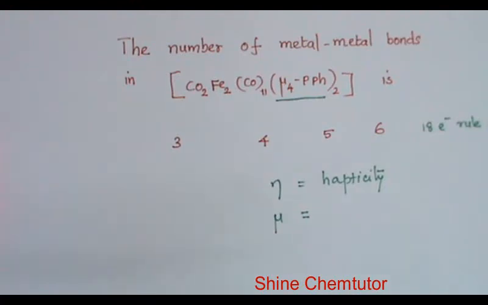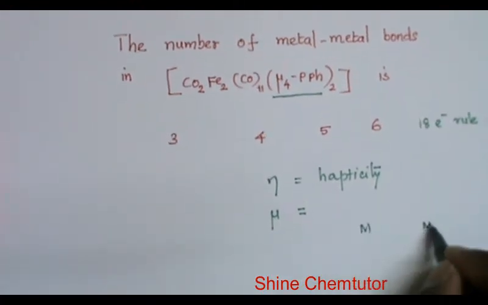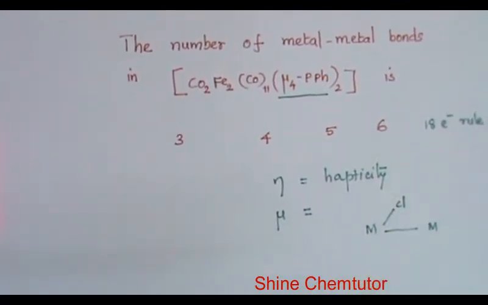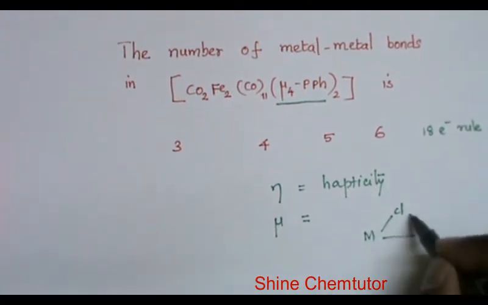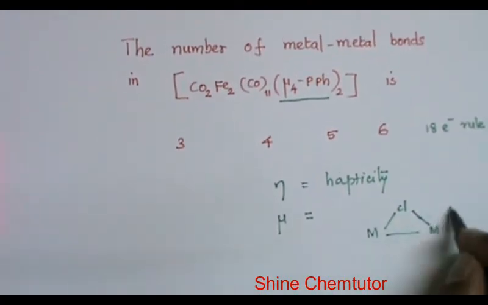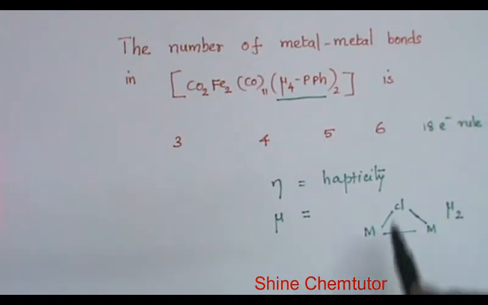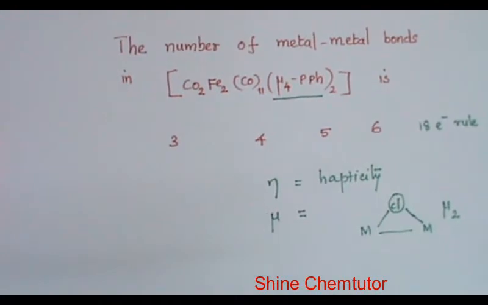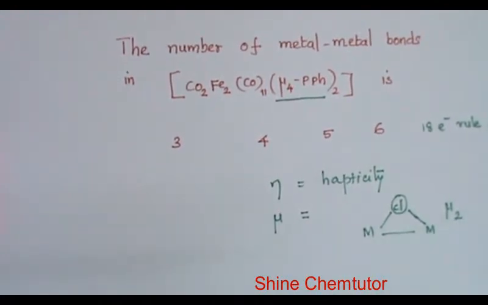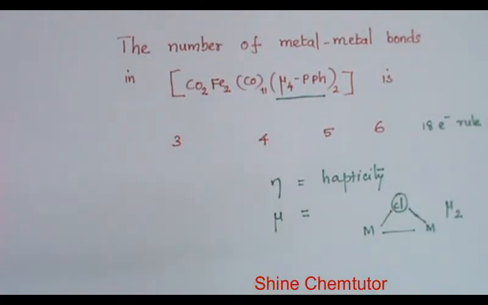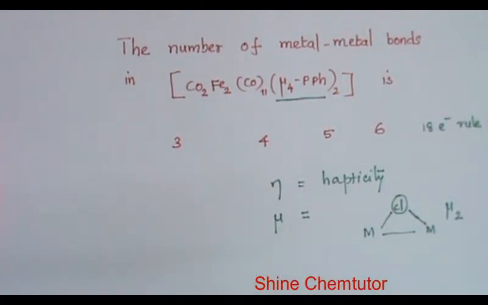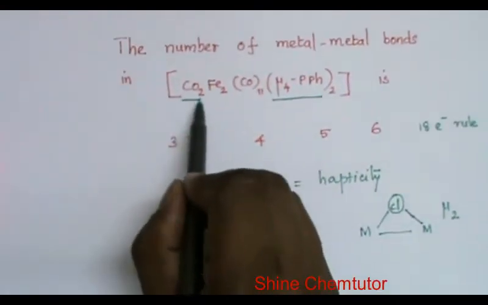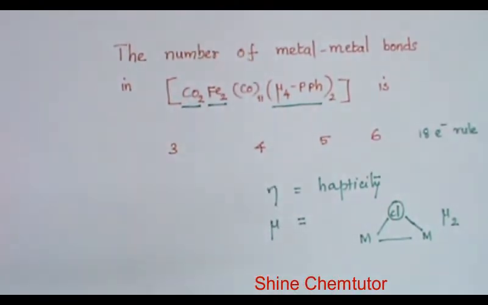For example, when I go for a halogen, if there is bridging, then it is mu2. This chlorine has coordinated with two metal atoms. So that is mu2. When I say mu4, it has coordinated with four metal atoms. In this complex, we have four metal atoms, 2 cobalt and 2 iron.